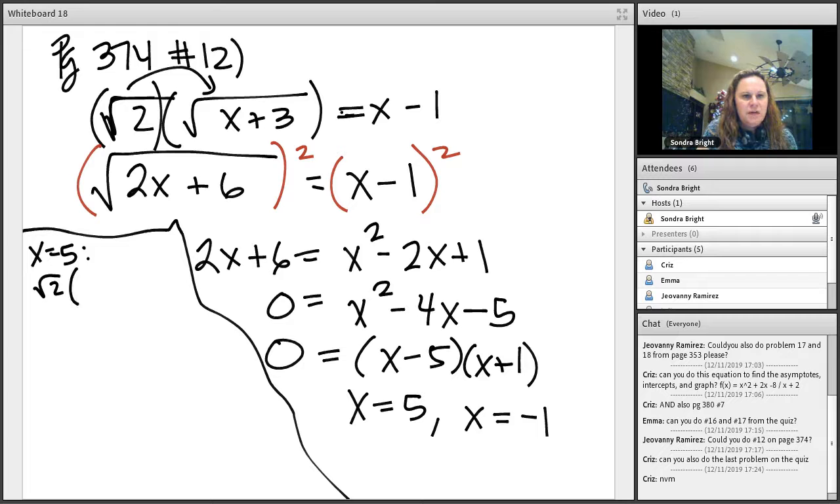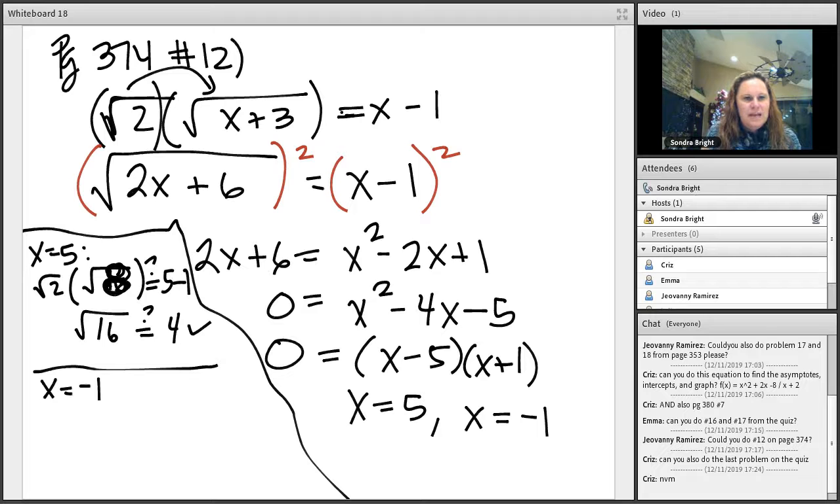Rad 2 times the square root of 16, is that equal to 5 minus 1? And that would be, did I do that right? Oh, square root of 8. I need to plug it into the original. And the original would be a 5 plus 3 would be 8. So this is a rad 16. Is that equal to 4? And yep, it is.